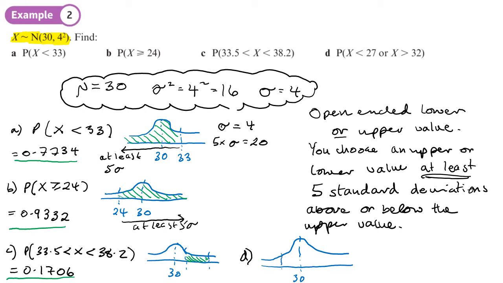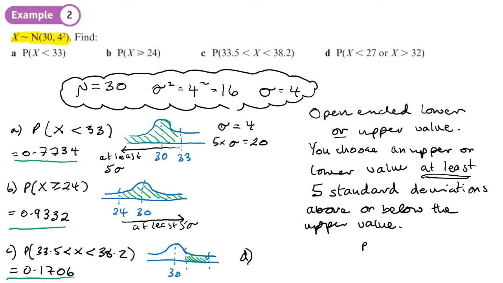Right, 27 is below 30, 32 is above 30. They're not both the same distance away, it's just my drawing. So we're working out an area like that. Now we don't know whether this is more or less than 0.5, really. We'll have to work it out. So we're trying to find a probability. Oh, actually, let me redo that question. It would help if I read it properly.